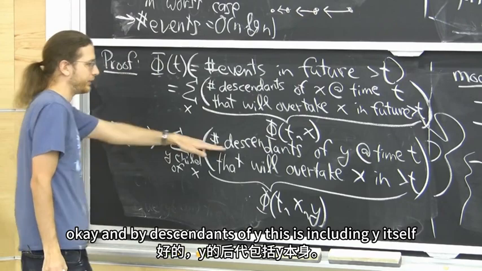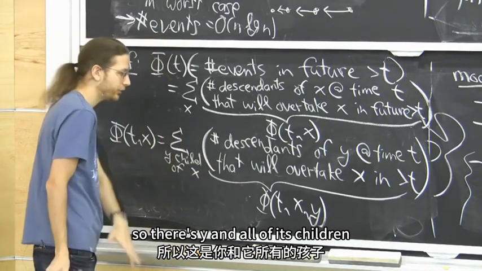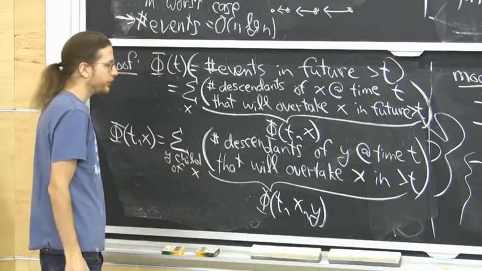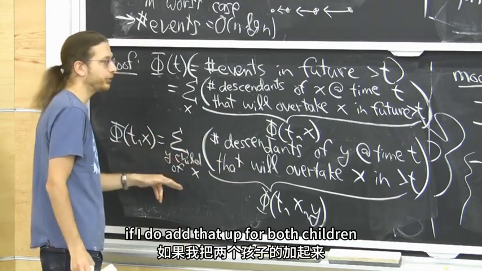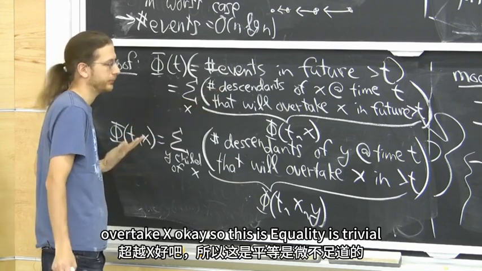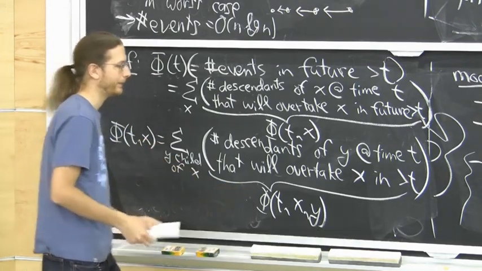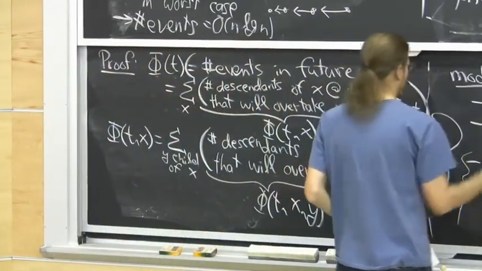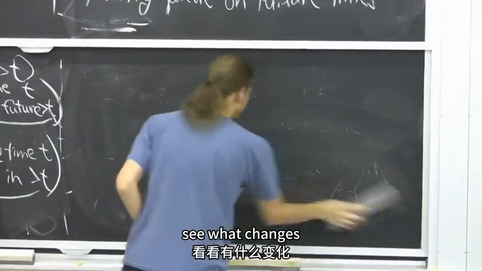By descendants of y, this is including y itself. So there's y and all of its children, descendants, whatever. Which of those will overtake x? If I add that up for both children, that is the total number of descendants of x that will overtake x. So this equality is trivial. Mainly I wanted to introduce that. Now let's look at an event, see what changes.